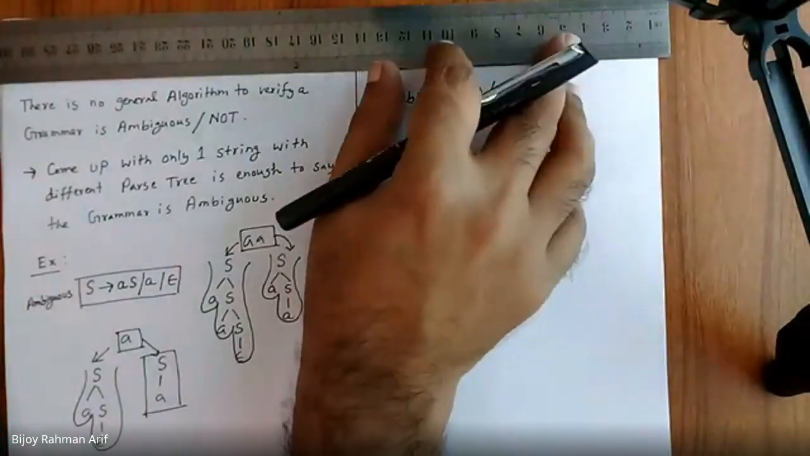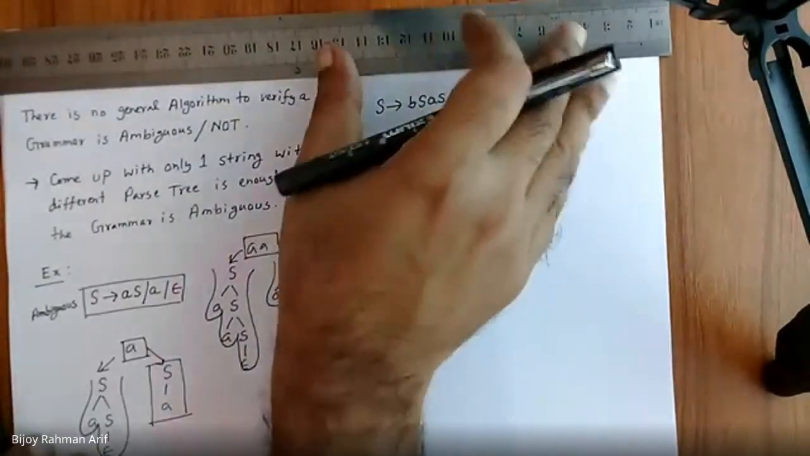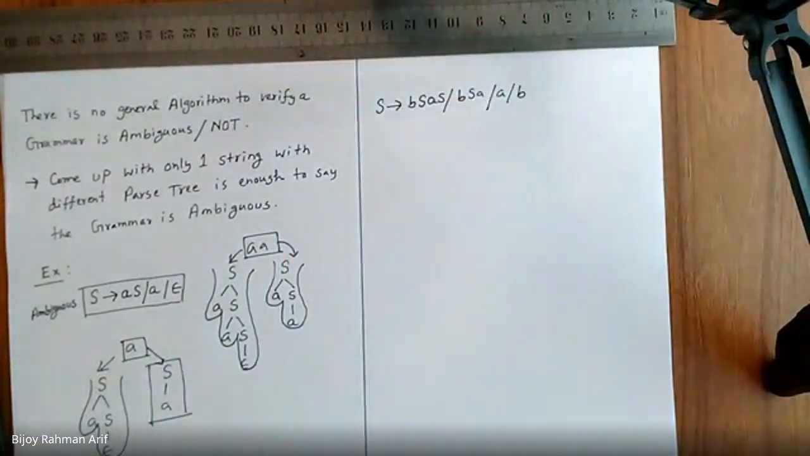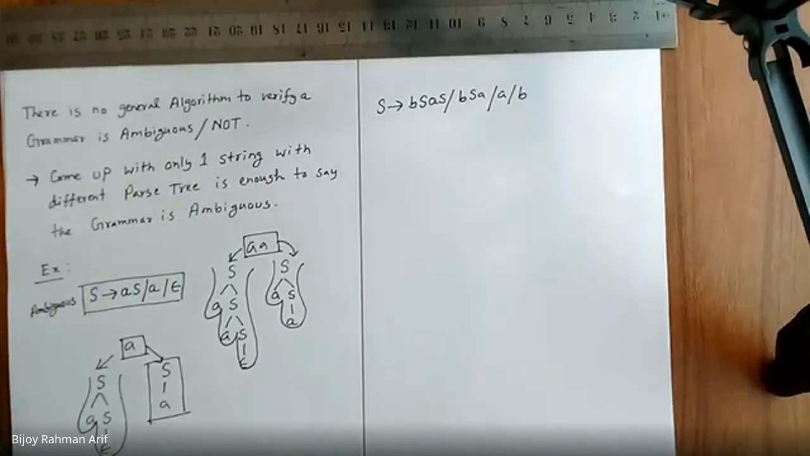Sir, I can't see the screen. Now, is this grammar ambiguous? Anybody, please tell me. These are very basic questions, actually. Let's try.